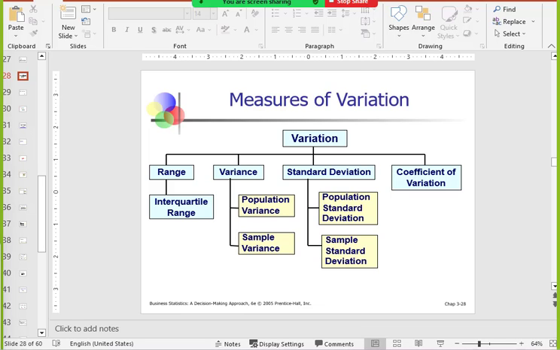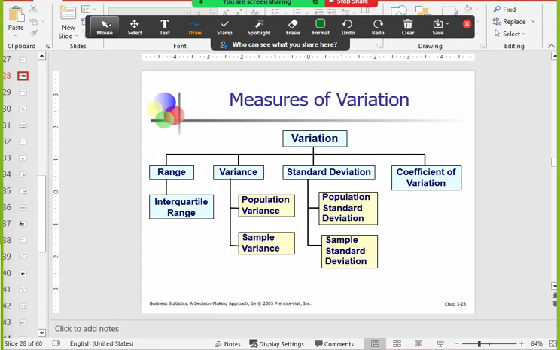In the previous session, we studied the topic of measure of center or measure of central tendency. Now we are going towards measure of variation. So what does it mean?